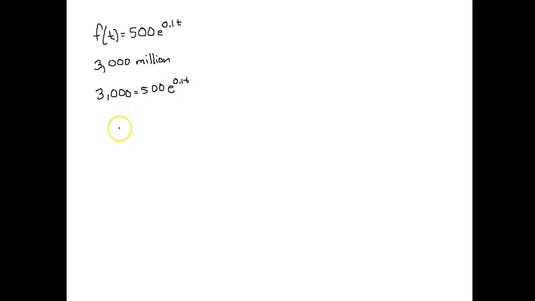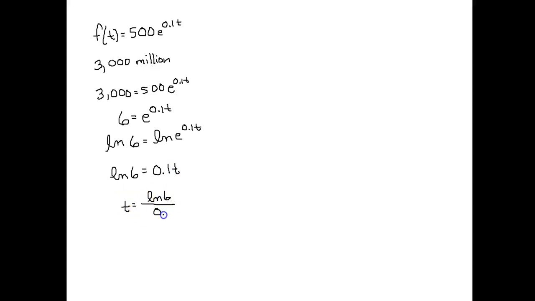So divide both sides by 500. You're going to get 6 equals e to 0.1 t. Take the natural log of both sides. You have natural log of 6 equals 0.1 t. So t is going to equal natural log of 6 divided by 0.1, whatever that comes out to.